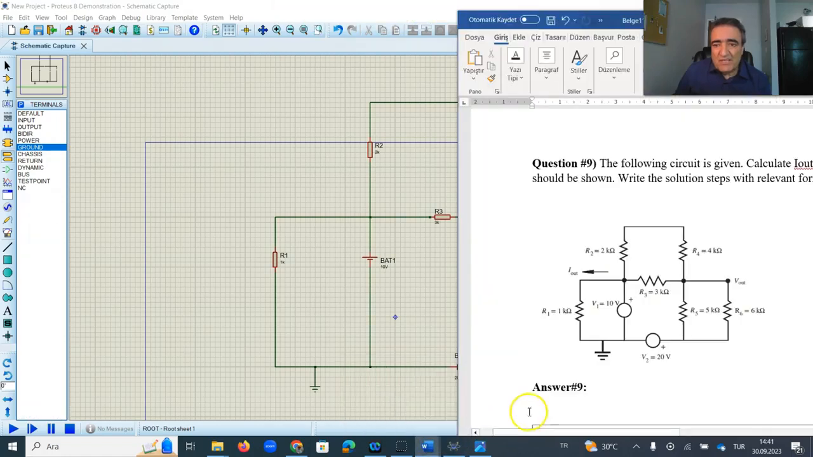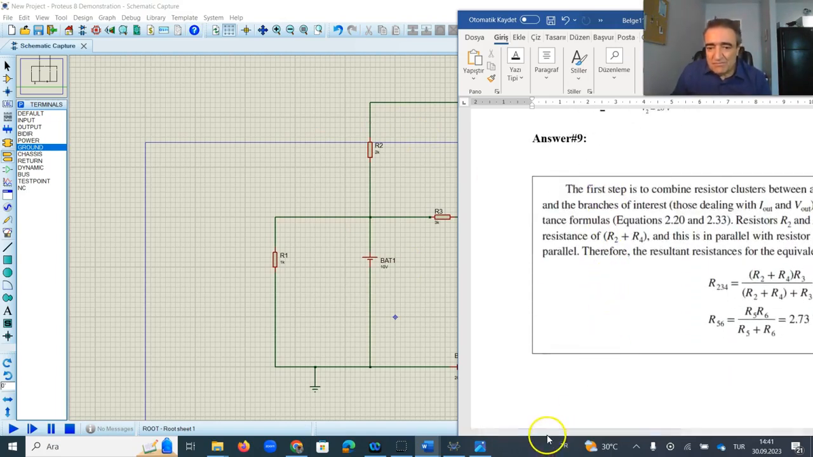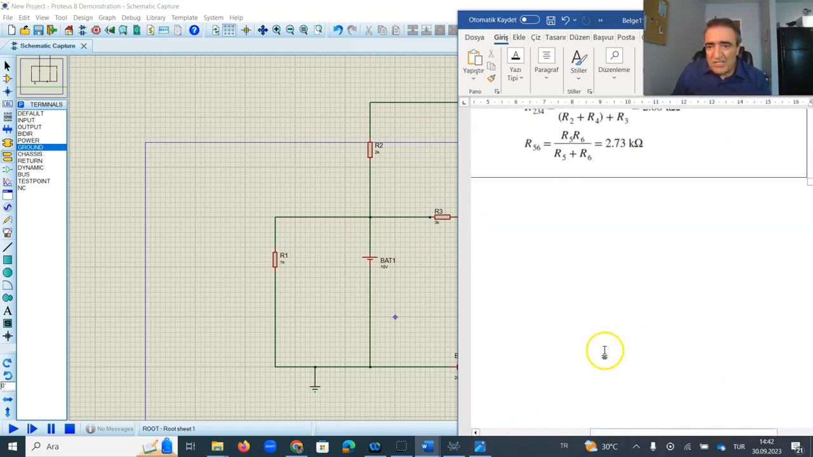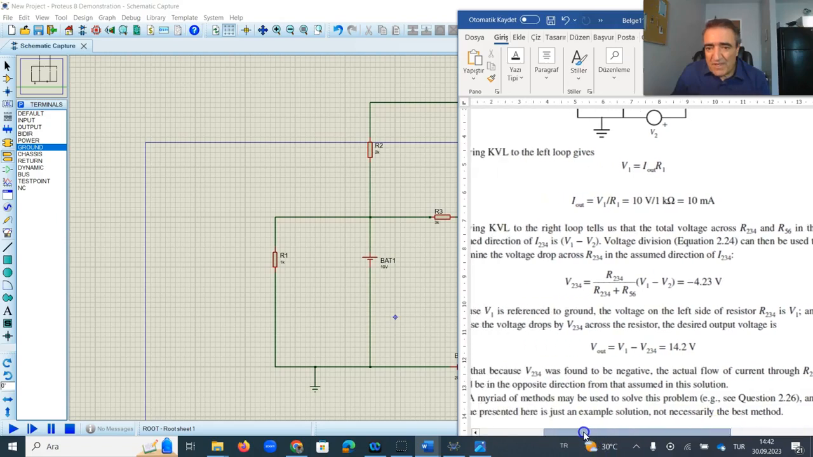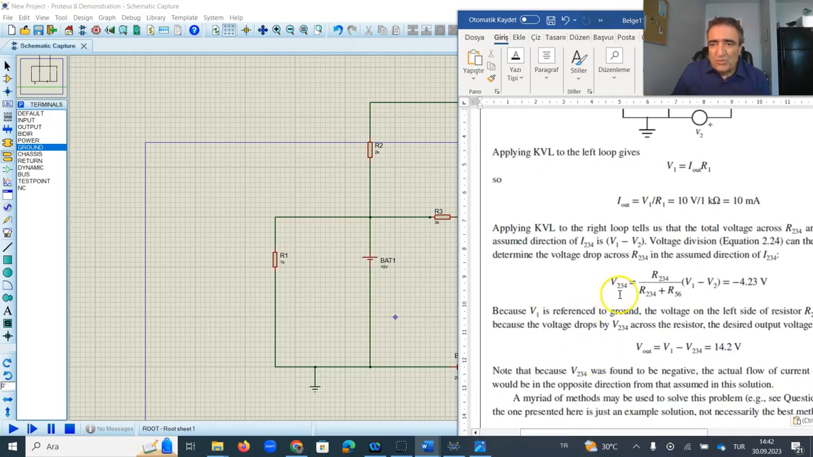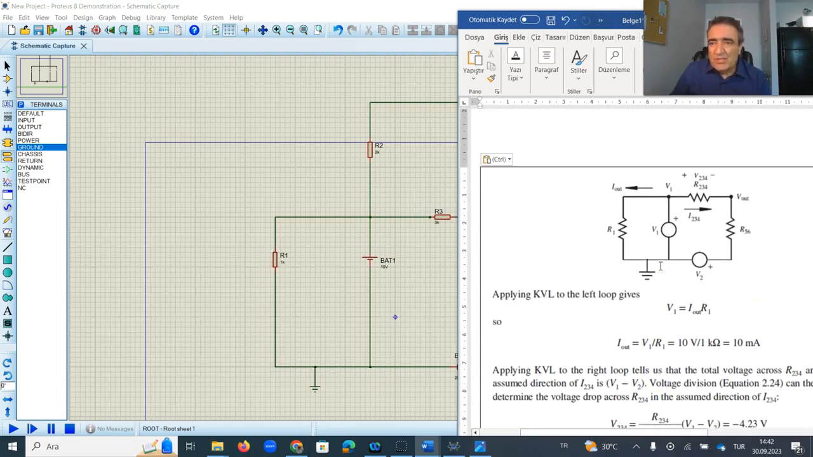Okay, now I am checking again. I think it is completed. Now I want to measure at some points. First of all, we want to see, for example, minus 4.23 volt. It should be at V234. Okay, it means we want to measure voltage here.